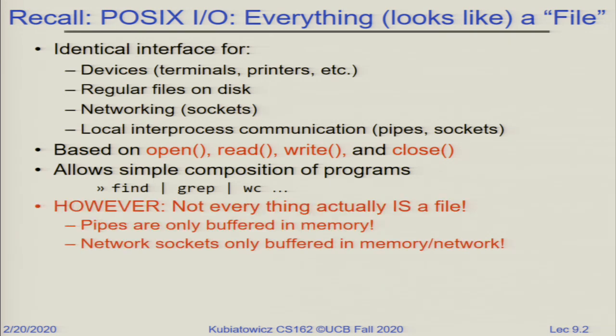The other thing is there's a very good question that came up last time, and I wanted to highlight the answer. Just because it looks like a file doesn't mean it's a file. So, for instance, pipes are only buffered in memory. They're never written to disk. Okay, network sockets are only buffered in memory or in the network. They don't get written to disk. Okay, so if it looks like a file, it's not necessarily a file. All right, are there any questions on that? Pipes are totally in memory. Okay? So you shouldn't be implementing pipes as files.